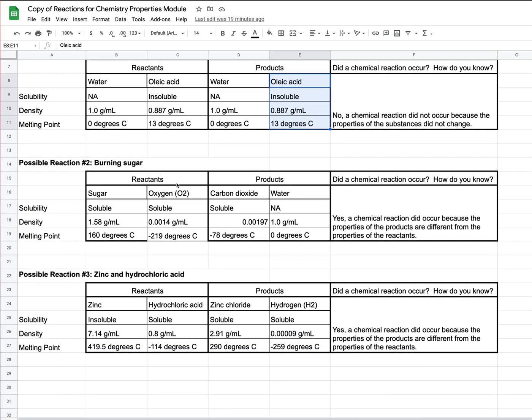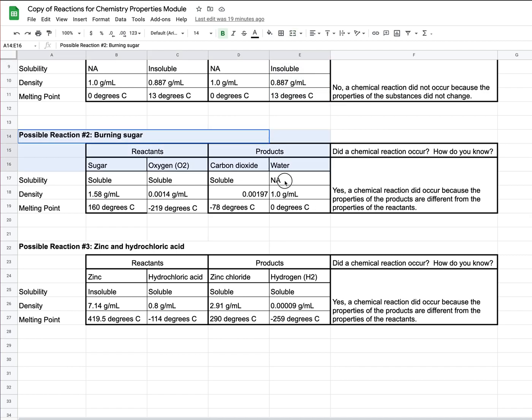All right, let's look at burning sugar. That was another reaction we did together in class. We burned some sugar. So what happens when you burn sugar? Well, you start with sugar and oxygen, and you end up with carbon dioxide and water. It kind of looked like smoke and gas that was being released in class. A chunk of that was carbon dioxide, a chunk of that was water.